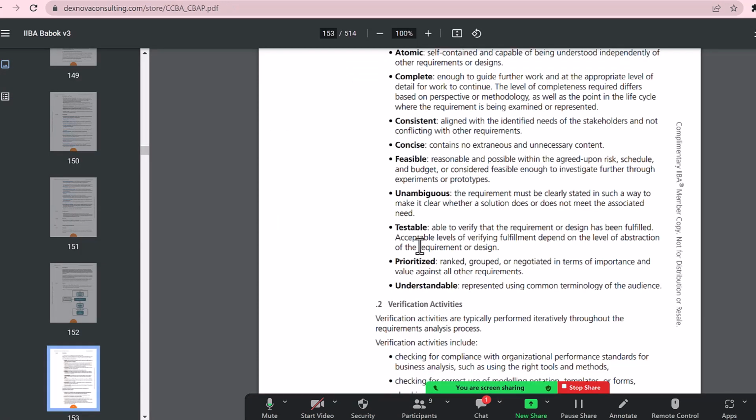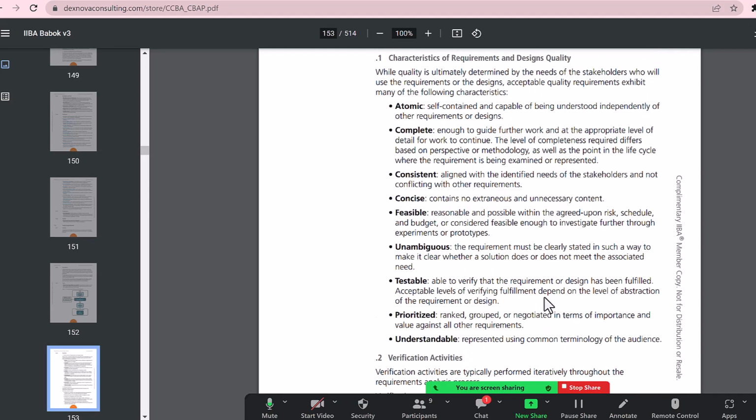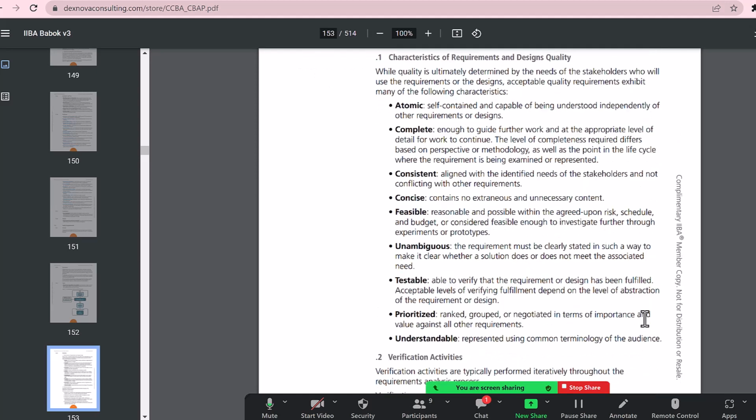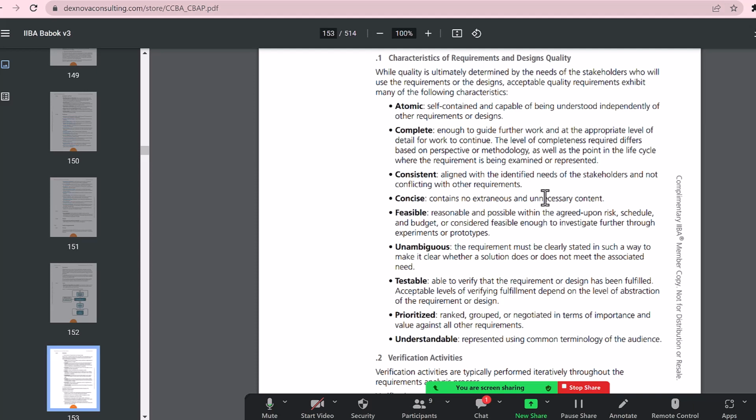Okay, next is understandable. As we already said, any requirement needs to be understood by everybody who is seeing the requirement, right? They have to understand. So when they ask in the interview, what are the characteristics of a requirement, or can you define a requirement, or can you tell me in plain English how a requirement should be, please say all these words, but also with examples. Don't be very theoretical. Take any simple example and then explain all these terminologies.